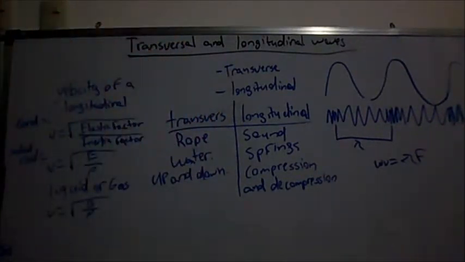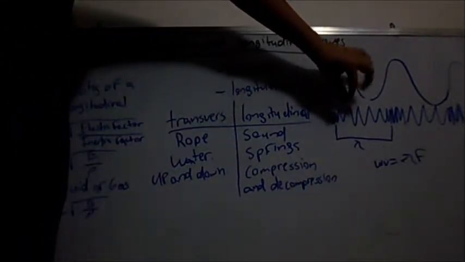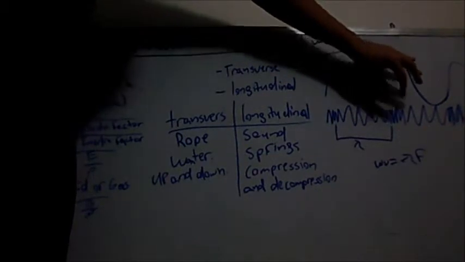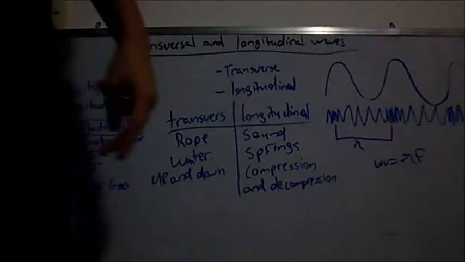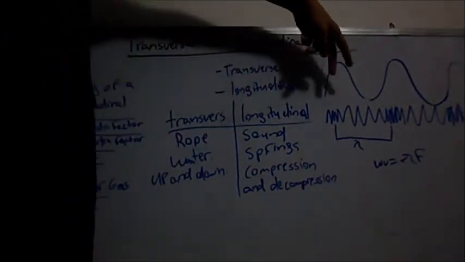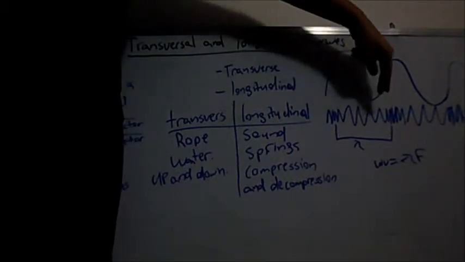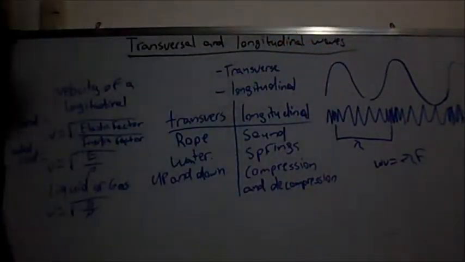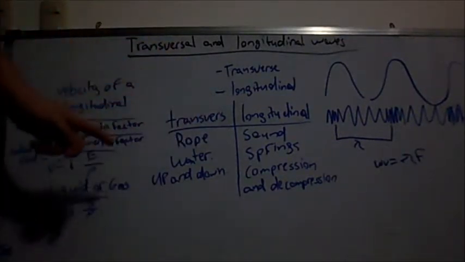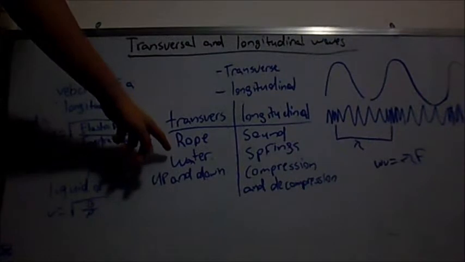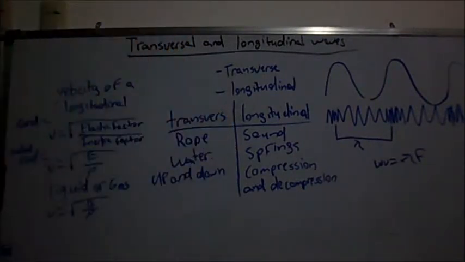It consists not of going up and down, but of compressions. The wave compresses, then decompresses, and then compresses again. The distance between compressions is the wavelength. And same as the transverse waves, the frequency is how many compressions go through a point in a second. Now, here are some examples of longitudinal and transverse waves. Transverse: rope, water waves. Longitudinal: sound waves, springs.